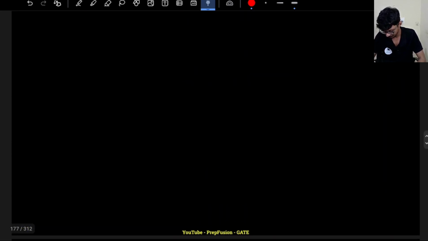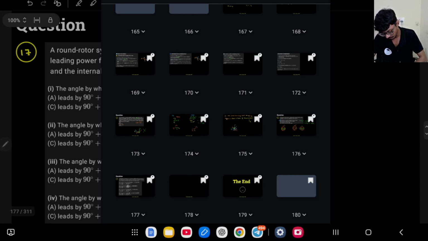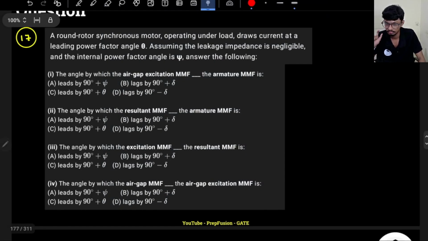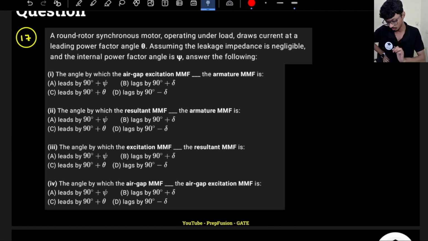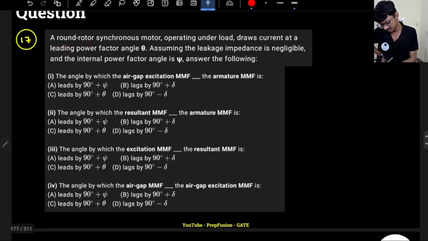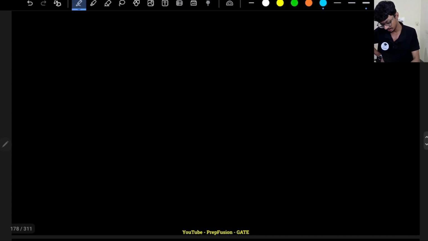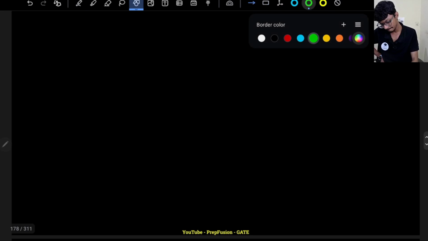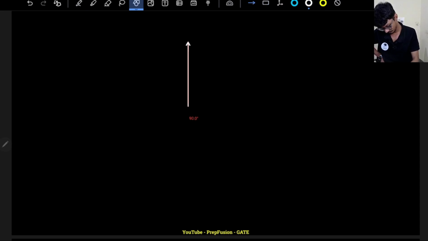Now let's solve this question. This question is again very important. With this, your understanding of the armature flux and all those things will become more and more clear. A round rotor, basically that means cylindrical wound rotor, operating under load, draws a current at leading power factor. So if it is drawing a current at leading power factor, I will draw the phasor diagram here. Let's say this is my VT. And what will be my IA? IA will lead the VT, so IA will be somewhere around here.